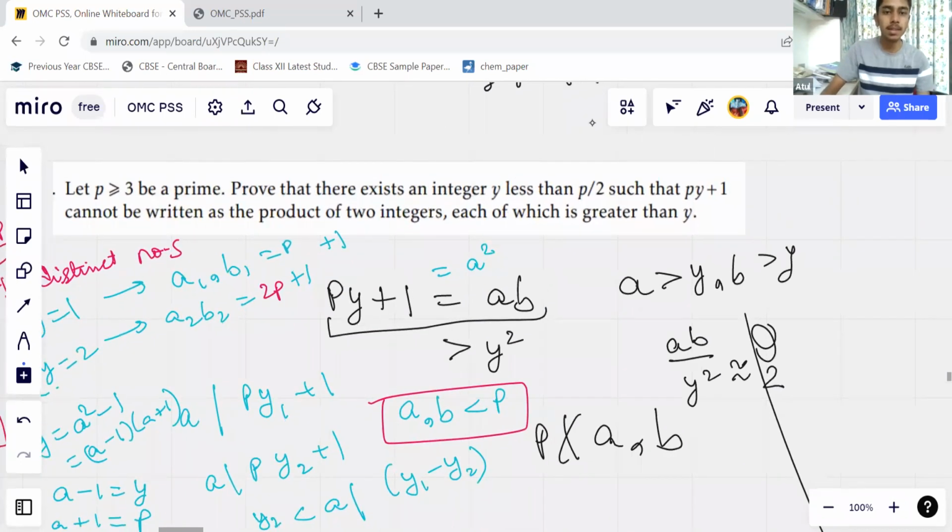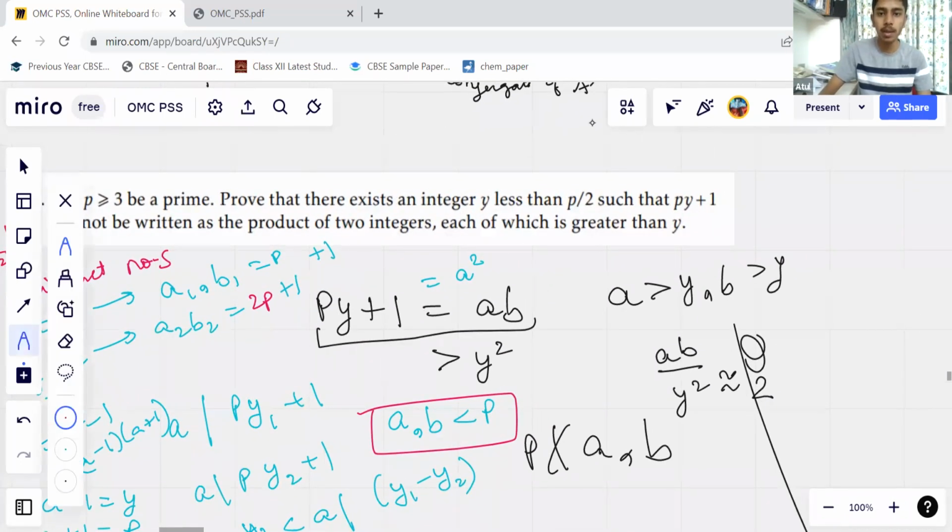So some observations we're going to make is that it's never possible for a to equal b, because if it was equal, then this equation becomes py plus 1 equals a square. So this factorizes as py equals (a plus 1) times (a minus 1). So since p is prime, it's going to divide at most one of these factors. But note that both a plus 1 and a minus 1 are both at least y, because they're both greater than y.